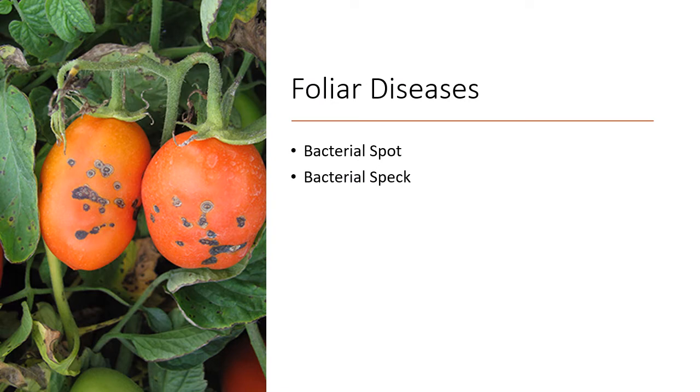So let's use some examples as we consider some of this approach. So I'll start with foliar diseases, and we'll consider bacterial diseases as our first example. I've lumped bacterial spot and bacterial speck together. They are often the most common bacterial diseases that we see in high tunnel tomato production in Kentucky.